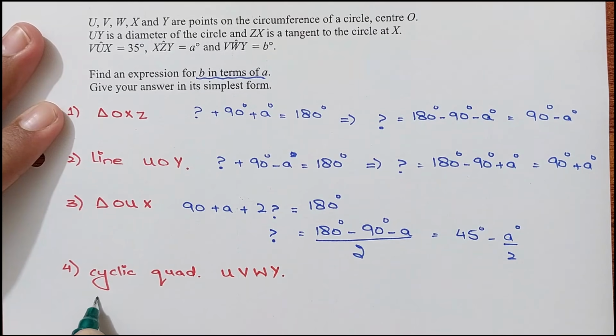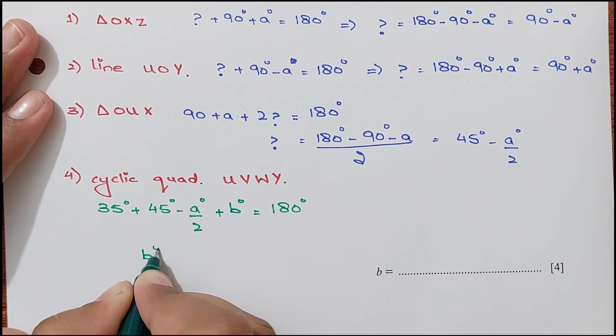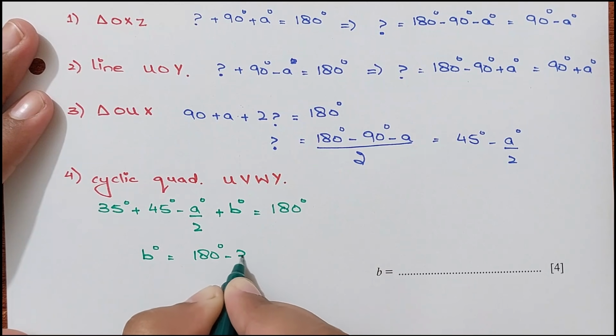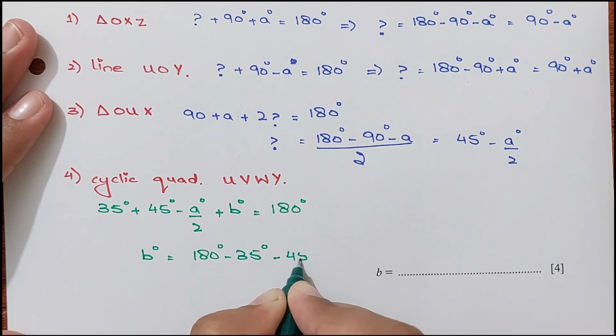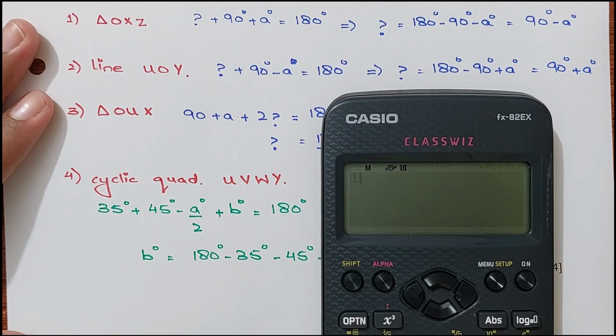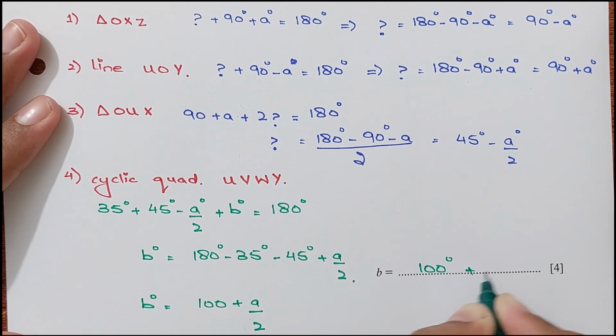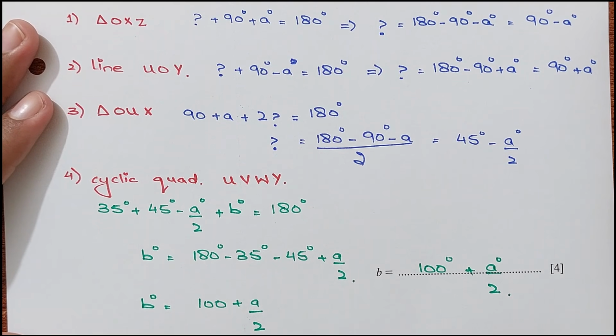So the angle U is 35 degrees plus 45 degrees minus A degrees by 2, plus the opposite angle B, is equal to 180. We have to solve for B in terms of A. So the angle B is 180 minus 35 minus 45 plus A by 2, right? Let me simplify. 180 minus 35 minus 45 is 100. So the angle B is 100 plus A by 2, 100 degrees plus A degrees by 2. So this is B in terms of A.